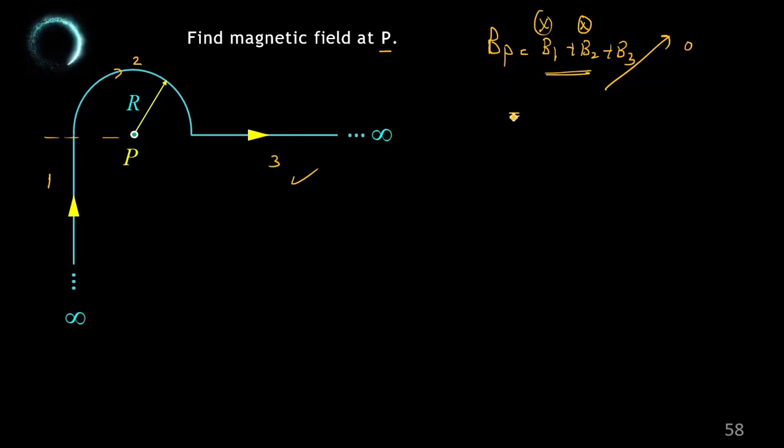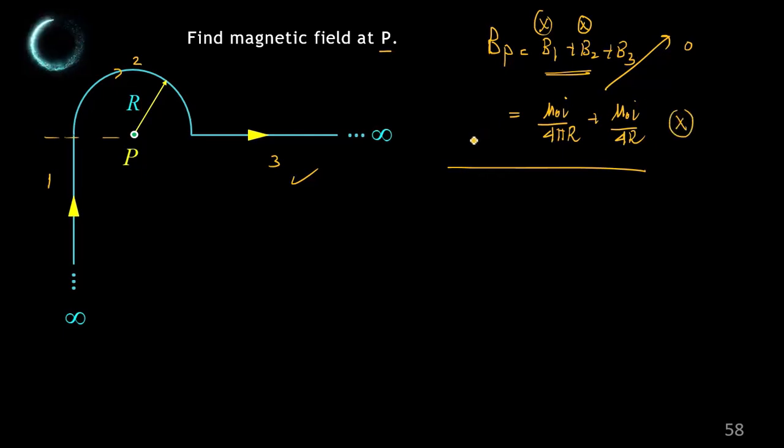Now simply use the formula. For the semi-infinite wire, it should be equal to mu naught I by 4 pi r. And for the half loop, it should be equal to mu naught I by 4r. So both these two numbers will be added up. So ultimately, this will be your answer in the cross direction. Okay, in the cross direction.